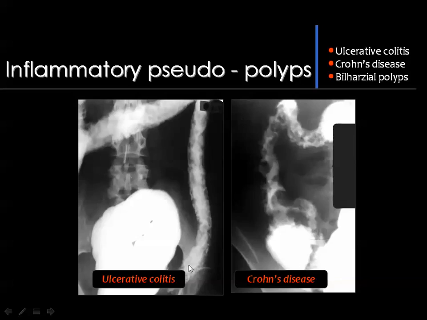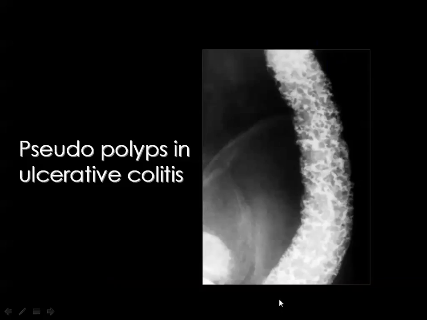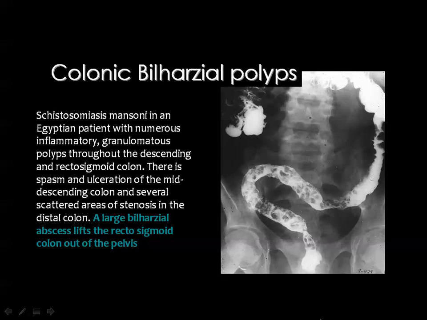Ulcerative colitis affects mainly the left side of the colon. Crohn's disease affects the right side of the colon, as well as the inflammatory bilharzial polyps. This is the pseudopolyps in ulcerative colitis in the descending colon, and this is bilharzial polyps, which are typically located or confined to the region of the rectosigmoid area.